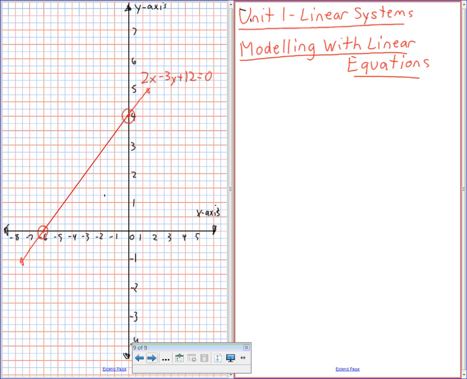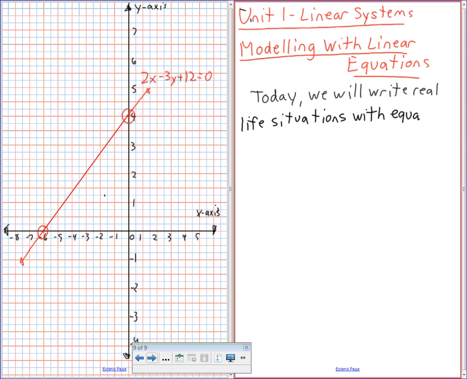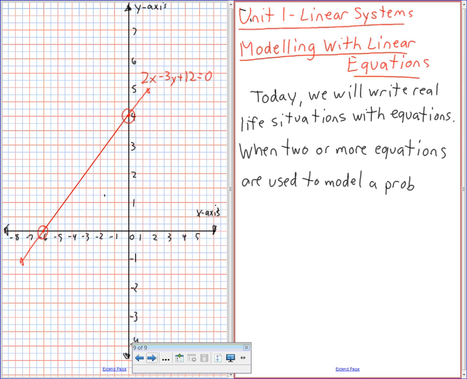All right. So in this section, firstly today, we will write real-life situations with equations. When 2 or more equations, I'll get out of the way soon, are used to model a problem, I just call it a system of equations, or linear system.